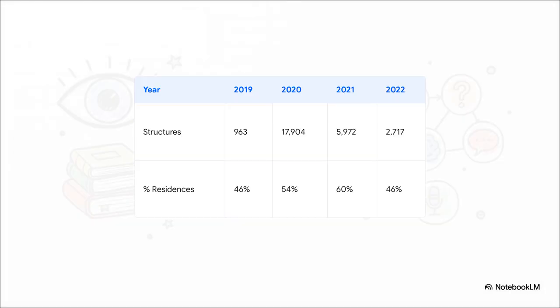Okay, Section 4, Processing Images and Tables. Let's look at tables first. When extraction tools pull tables out of PDFs, they usually spit out really messy HTML code. And large language models, they can really struggle with raw HTML. But by converting that messy HTML into a clean Markdown format, we basically empower the LLM to easily understand the row and column relationships. It can clearly see, for example, that in 2020, exactly 17,904 structures were burned.